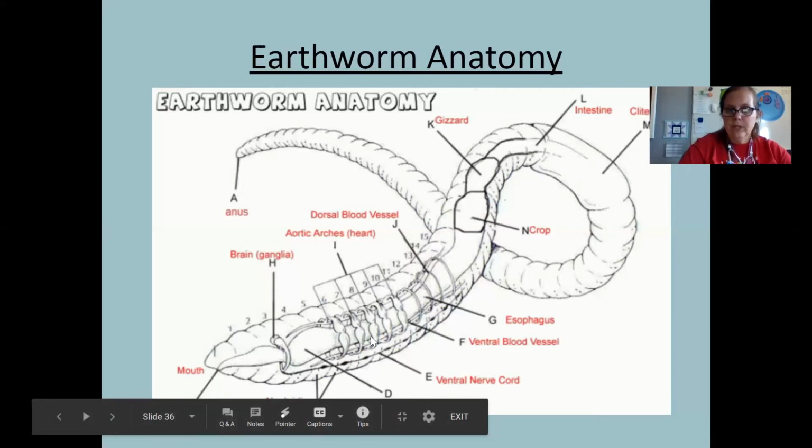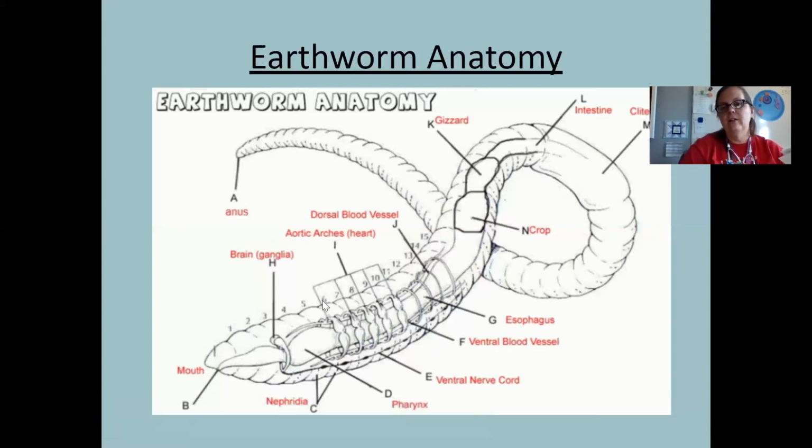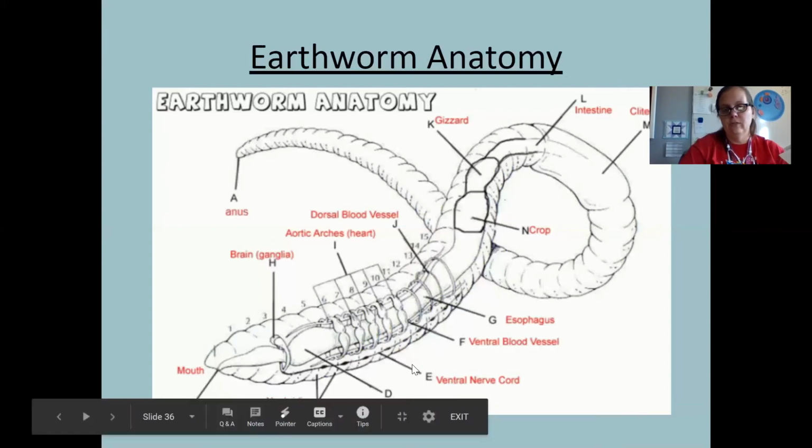Blood vessel here and here. Dorsal and ventral, we know what those mean. Dorsal's the back of the worm, and ventral is the front. There are some aortic arches, which act like a heart to help circulate, and they surround the digestive tube.